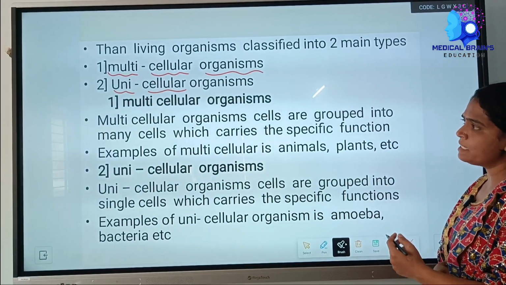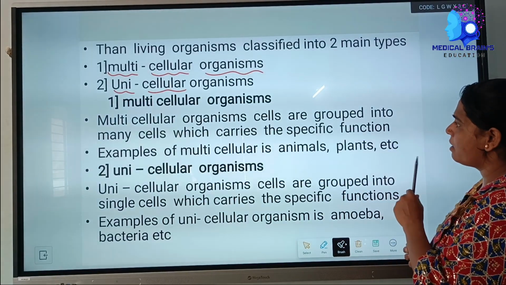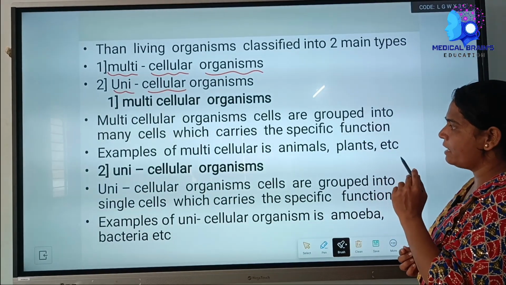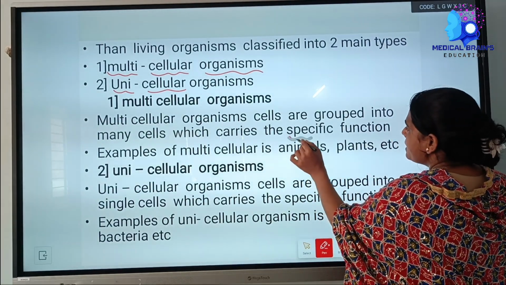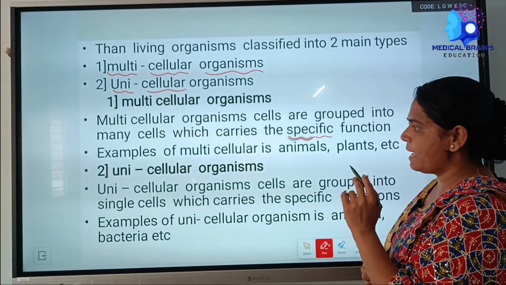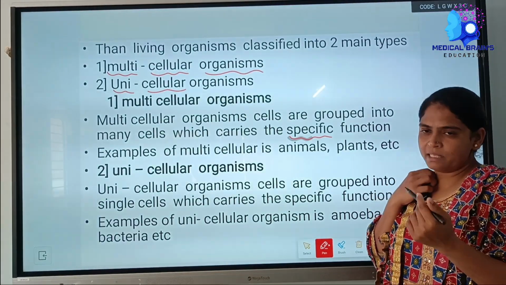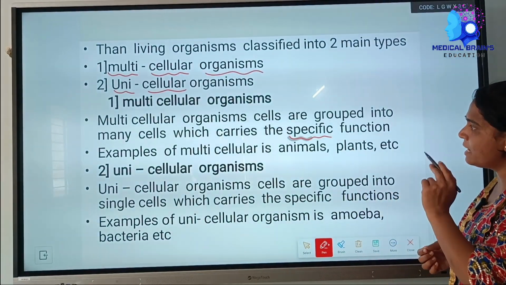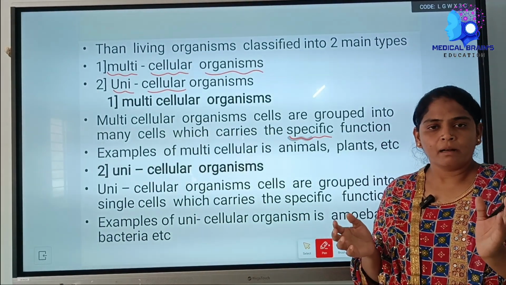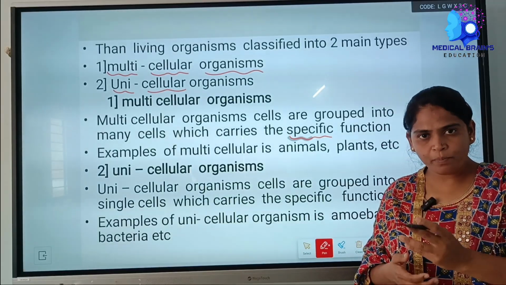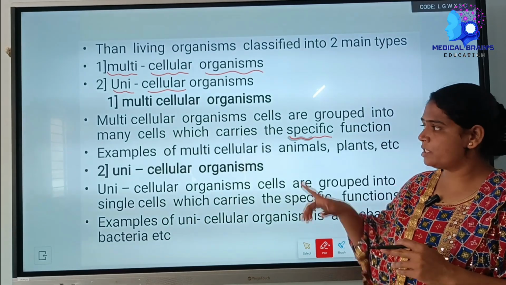Let's see here. First one is multicellular organisms. In multicellular organisms, cells are grouped into many cells which carry specific functions. Examples of multicellular organisms are animals, plants, etc. When the cells group together they make a tissue. Now tissues carry out their specific kind of function.